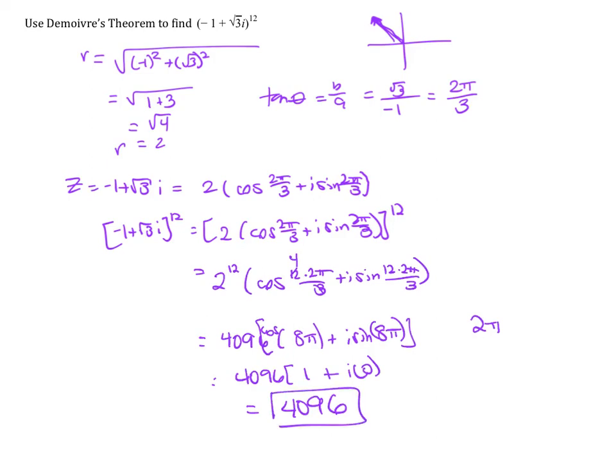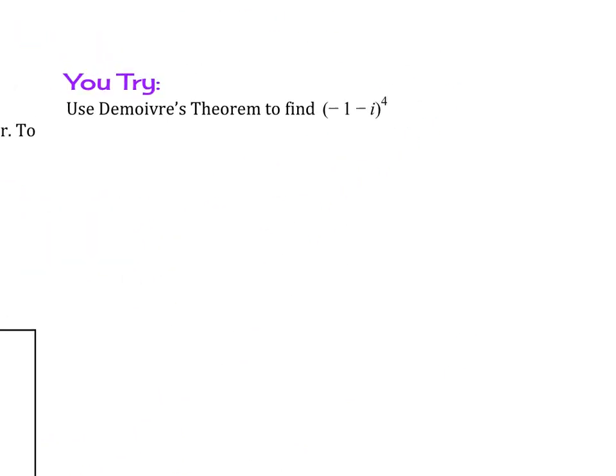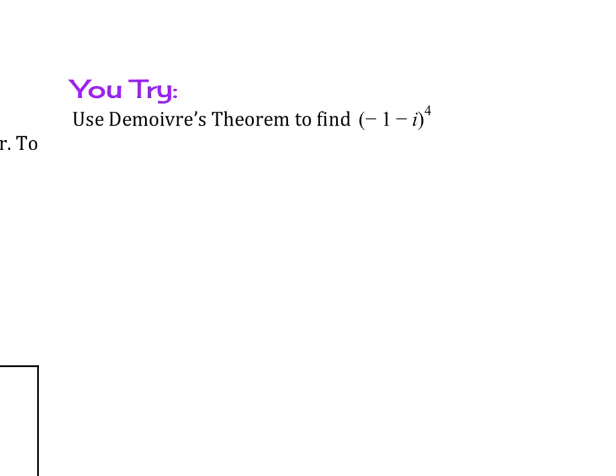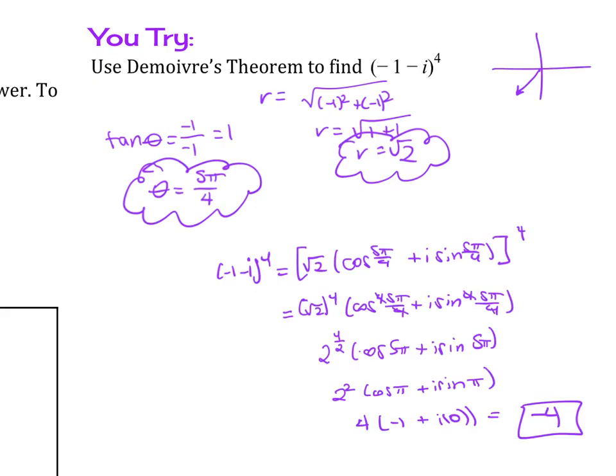So try this example here. Use DeMoivre's theorem to find negative 1 minus i, all raised to the 4th power. Now you're still trying to find r, still trying to find theta. It looks a little different, but it's still the same. All right, you would find that the radius is square root of 2. Theta is 5 pi over 4. It's in quadrant 3. And then when you plug it all in, you would get negative 4.